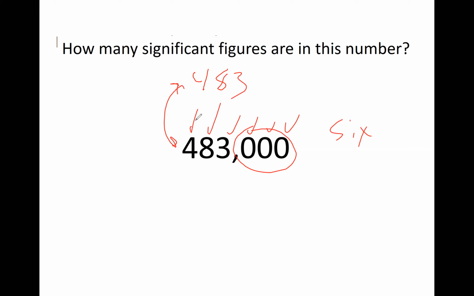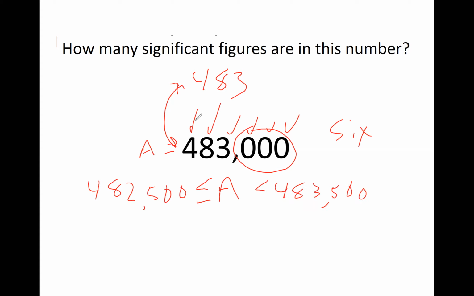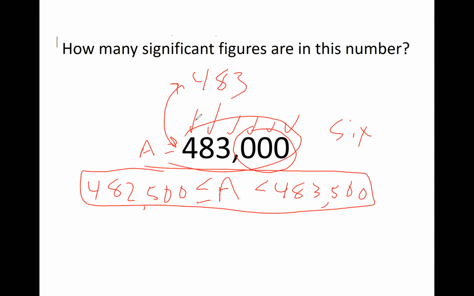So if we write the number 483, let's say that that's the area that we calculated, okay? What that means is we are confident that the real true area is somewhere between 482,500 and 483,500, okay? When we write this number, this right here is what it means. They could be anywhere in that range. And so that's why we put the zeros there, and they are not significant.